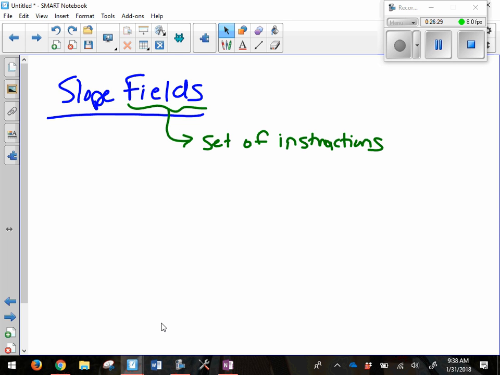That's going to be what a slope field is. It's going to be information about the direction of the slope at any point. Whether I have an object there, whether I care, it's going to be there.